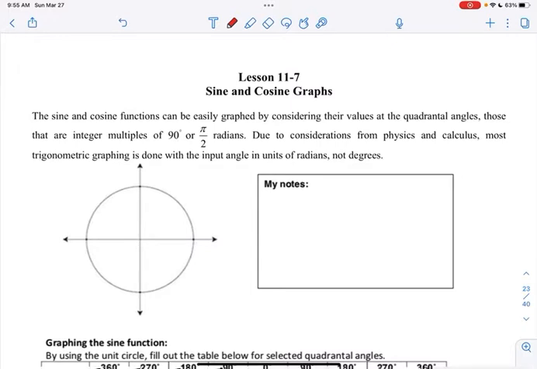In physics and calculus, most of the trig graphing is done with radians, not degrees. I will show you both right here. We'll work more in degrees this year. Next year, though, you will work more in radians.